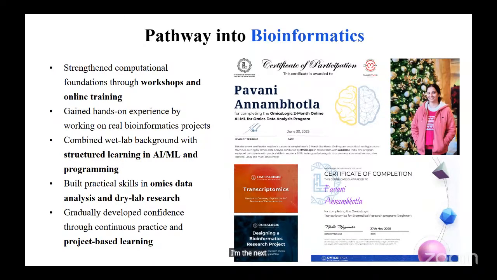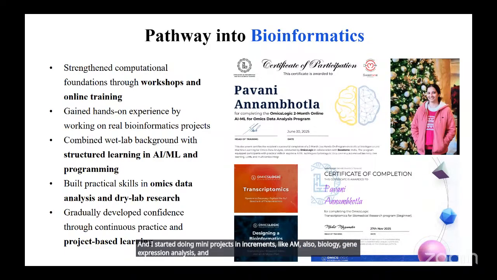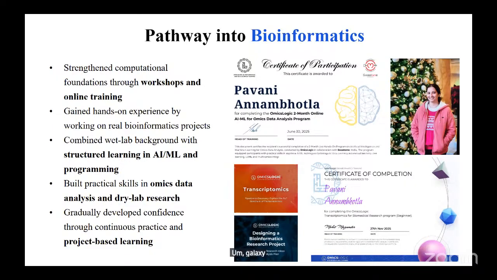Next, I enrolled in multiple structured programs like transcriptomics training and how to design a research project from the OmicsLogic platform. And I started doing mini projects in domains like AI/ML for biology and gene expression analysis, and I learned tools like DESeq2, Galaxy, T-Bioinfo platform, Weka, KNIME, etc. Practicing these regularly helped me to do projects easily, despite being purely a wet lab student.